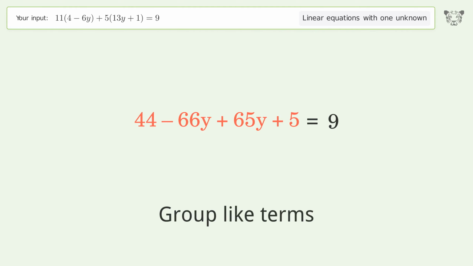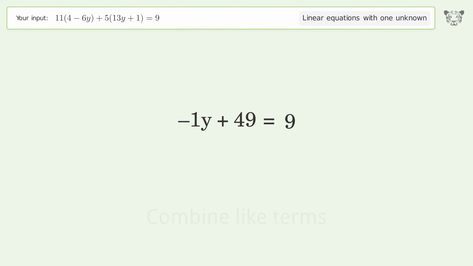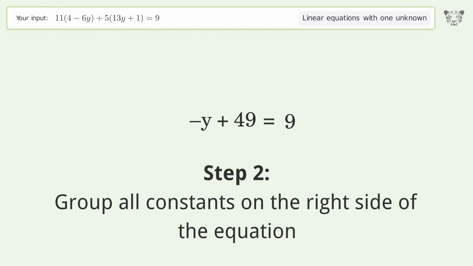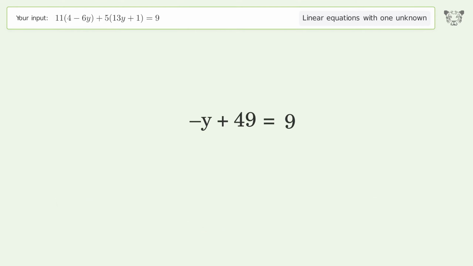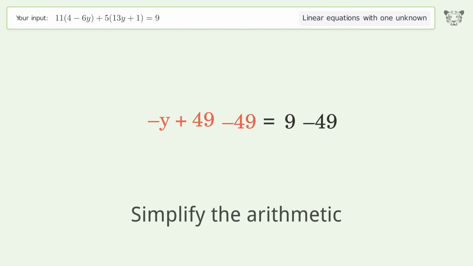Group like terms. Simplify the arithmetic. Combine like terms. Group all constants on the right side of the equation. Subtract 49 from both sides. Simplify the arithmetic.